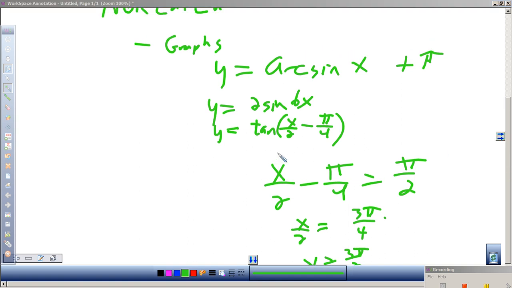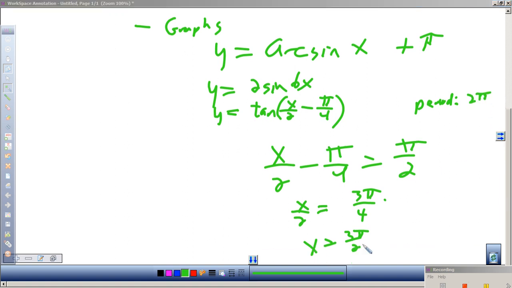So then what's the period? Yeah, 2 pi. It's pi divided by 1 half, so the period is 2 pi. I've got my first asymptote at 3 pi half, and then I go up 2 pi or down 2 pi to get the other asymptotes. Once you get the asymptotes, it's fairly simple.